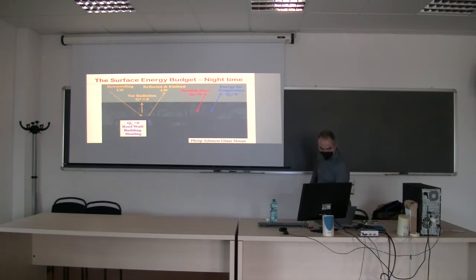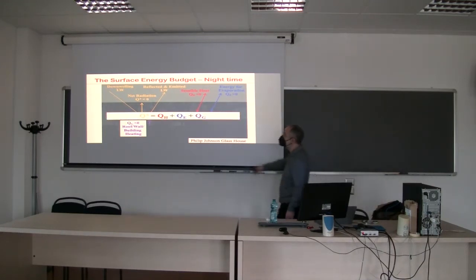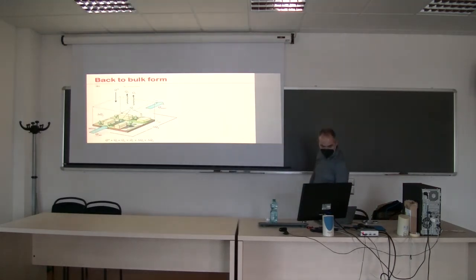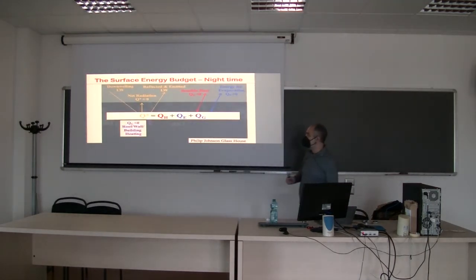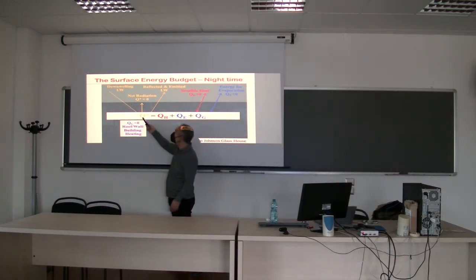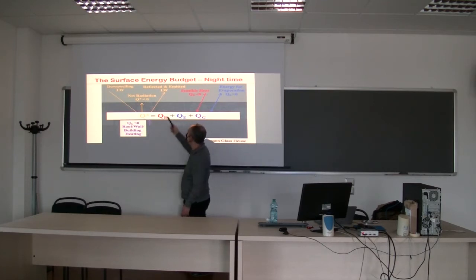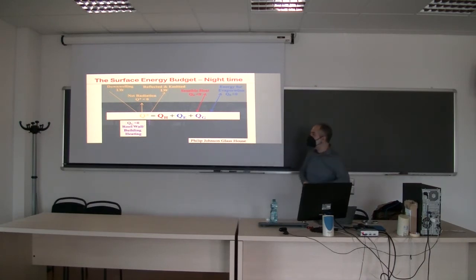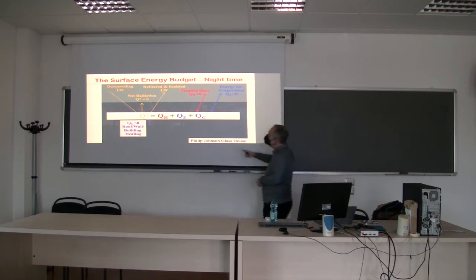Now you notice here that the equation still works with the same definitions, but the only difference is, unlike the day, all these terms tend to be negative. So this is negative, meaning a heat loss by radiation, and this is negative and this is negative, meaning a heat gain from the atmosphere and the bulk of the roof, and this could be 0 or something like that. Is this clear?